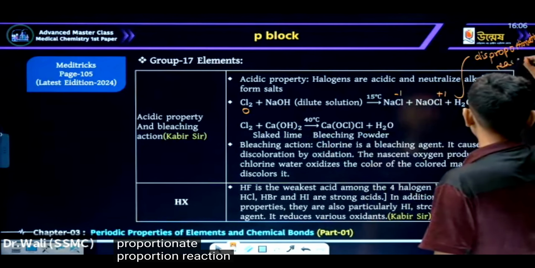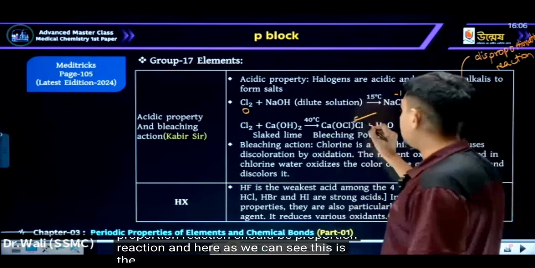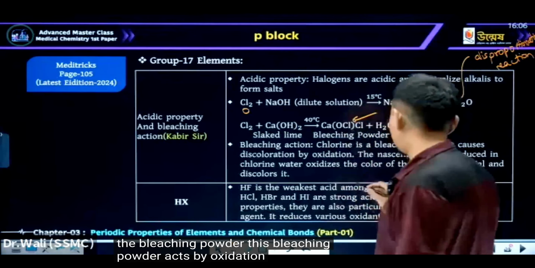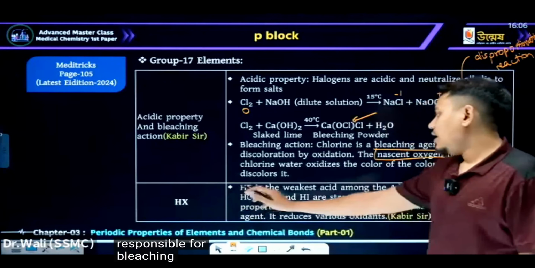Comproportionation reaction. The opposite of disproportionation reaction should be comproportionation reaction. And here, as we can see, this is the bleaching powder. This bleaching powder acts by oxidation. It generates the nascent oxygen that is responsible for bleaching.